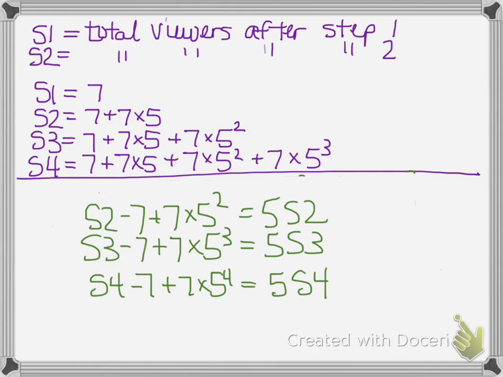I have put up here for you to look at all together the steps we went through. So S1, which again is the sum of the total viewers after step two, did I say that? So step two minus 7 plus 7 times 5 squared is equal to 5 times S2. And then for S3, it's minus 7 plus 7 times 5 cubed is equal to 5 times S3. And S4, minus 7 plus 7 times 5 to the 4th is equal to 5 S4.